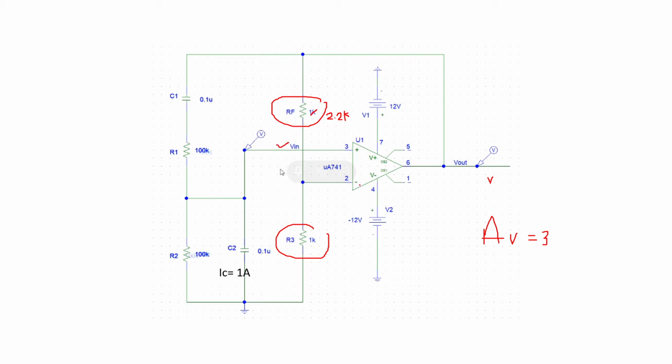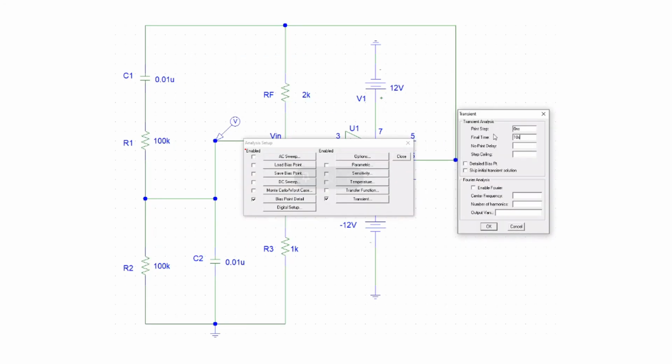Be careful of the plus and minus symbols, because this one is different from the circuit diagram. For the initial condition of the capacitor, put 1 amp. Then you can put the analysis as transient, and to make sure that you can see the signal in one cycle, you should calculate what is the F, and then find the T.